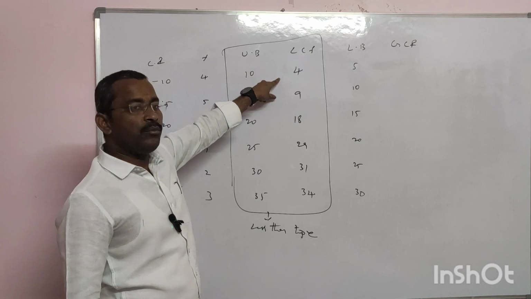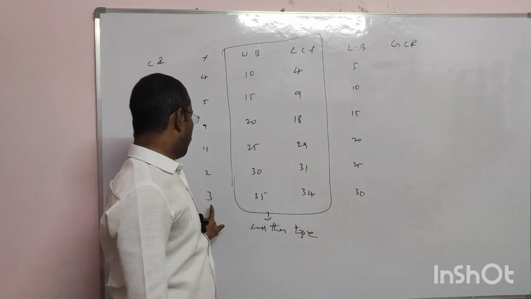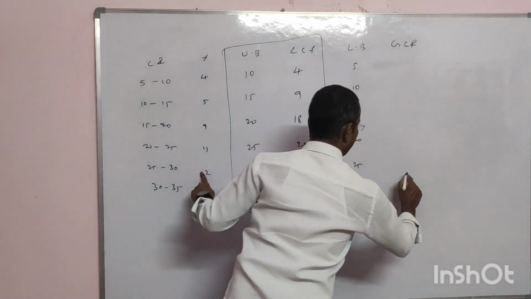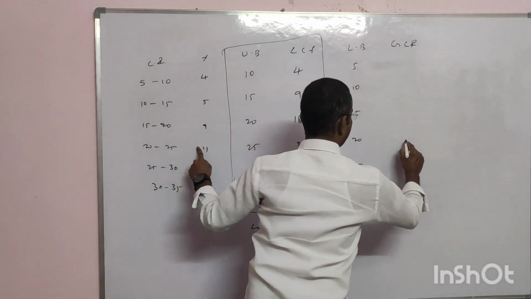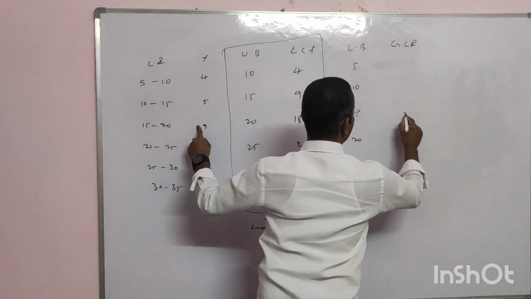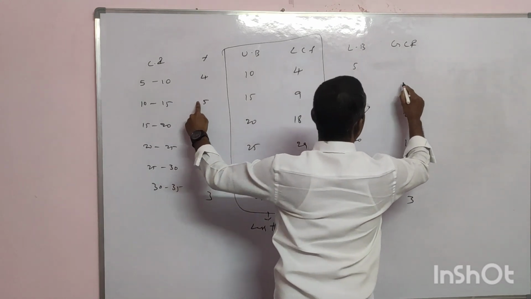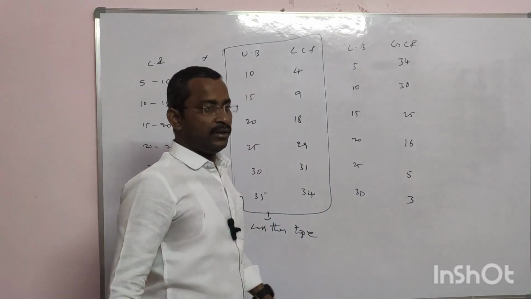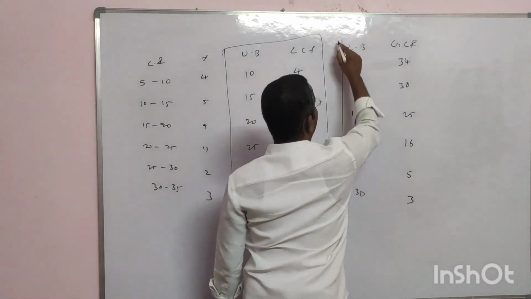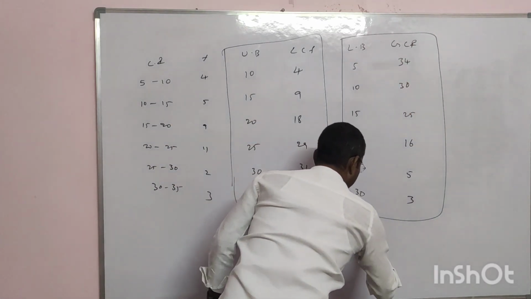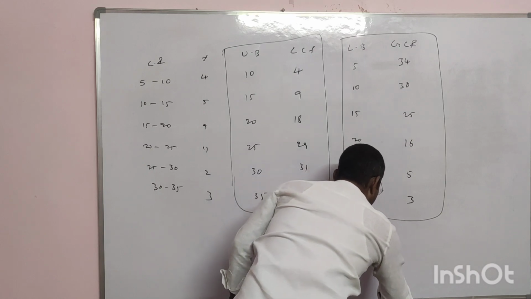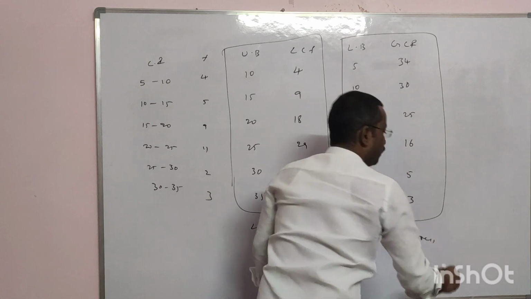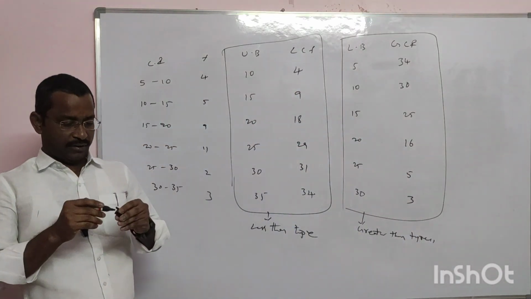Here we added from top. Now you add from bottom. So what is from bottom? 3. 3 plus 2, 5 plus 11, 16 plus 9, 25 plus 5, 30 plus 4. Now enough. This is your greater than type, or more than type. Less than type, greater than type.